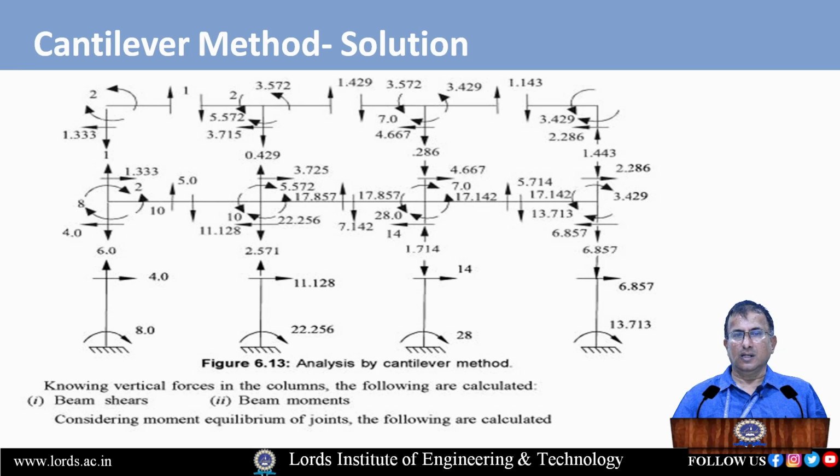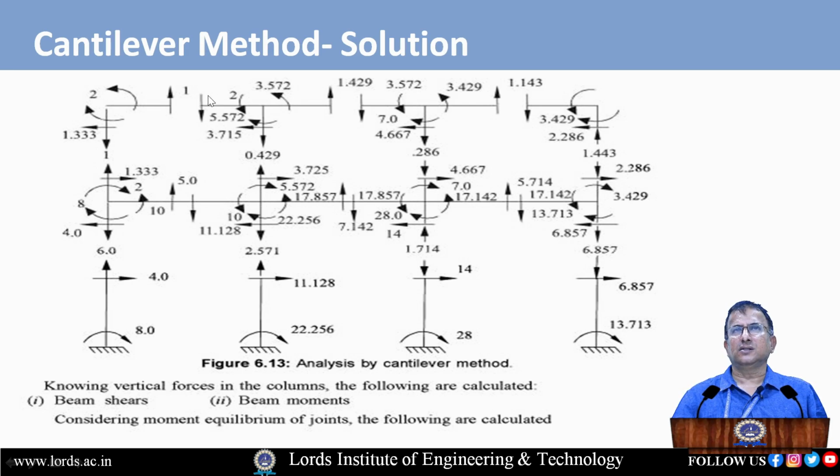If we do the calculation, 5.572 divided by 1.50, the horizontal shear which is induced in the column should be 3.715. Already we have shown it with an arrow mark. 3.715 kilonewton. Come to the third column.